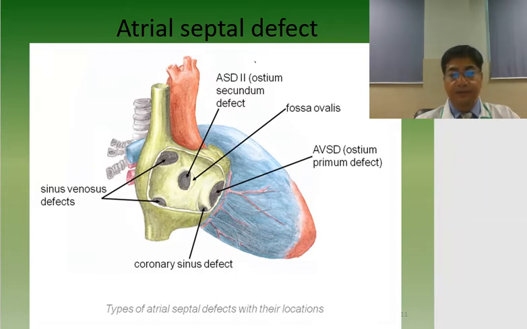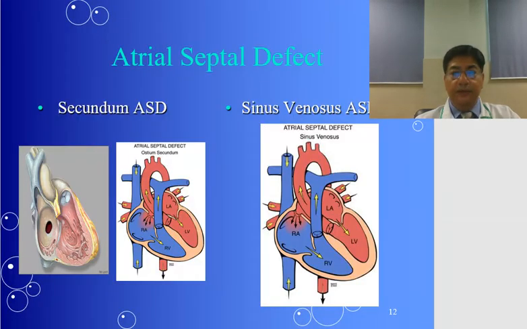So in that condition, there is usually involvement of the mitral or even tricuspid valve as well. So other than the murmur of the atrial septal defect, you may hear the murmur of the tricuspid or especially the mitral valve.